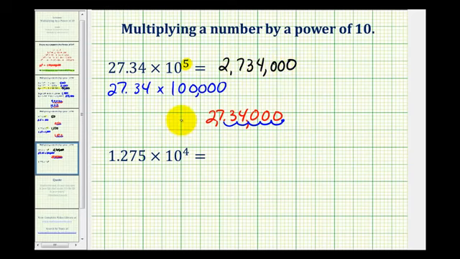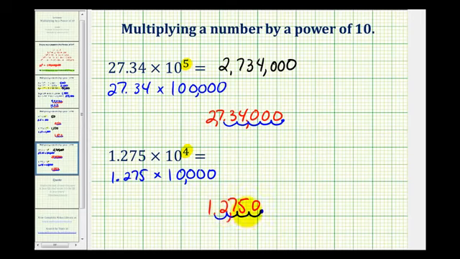And let's take a look at one last example. 1.275 times 10 to the fourth is equivalent to 1.275 times 1 followed by 4 zeros, or 10,000. So we'll take our decimal of 1.275 and move the decimal point 4 places to the right. So 1, 2, 3, 4. We're missing one digit, so the product would be 12,750.